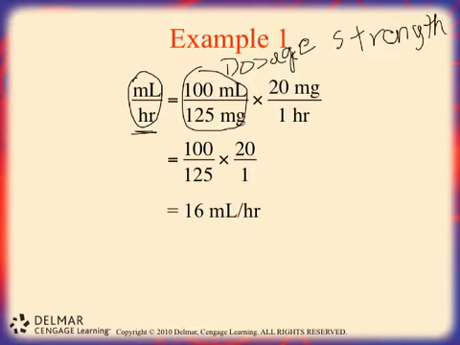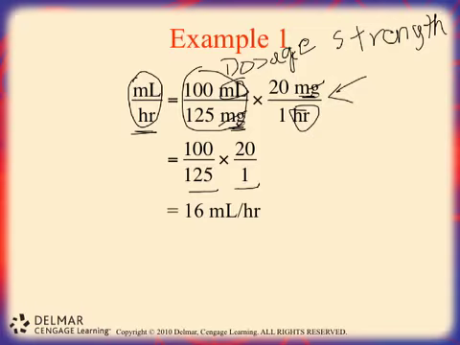And then we're going to take that times, we're going to match up our denominator and our numerator, and what we want to deliver is 20 milligrams per hour. So then we can cancel out our milligrams and we're left with milliliters per hour. So then we would work that out, which would be 100 over 125 times 20 over 1, and you could reduce that down if you wanted to.